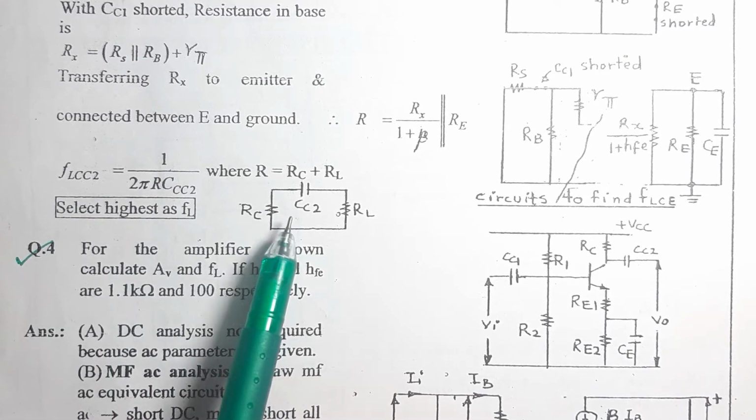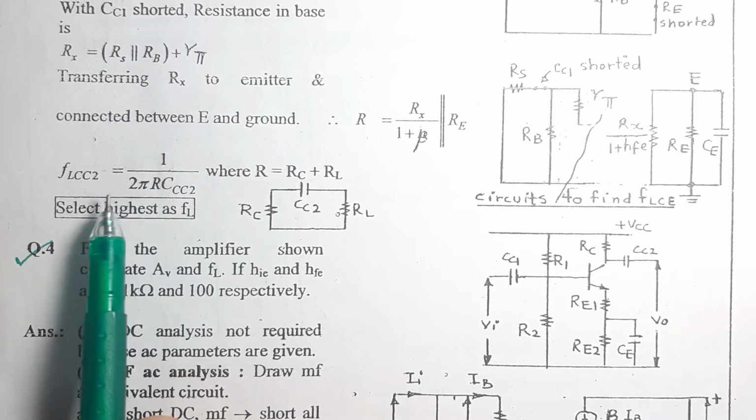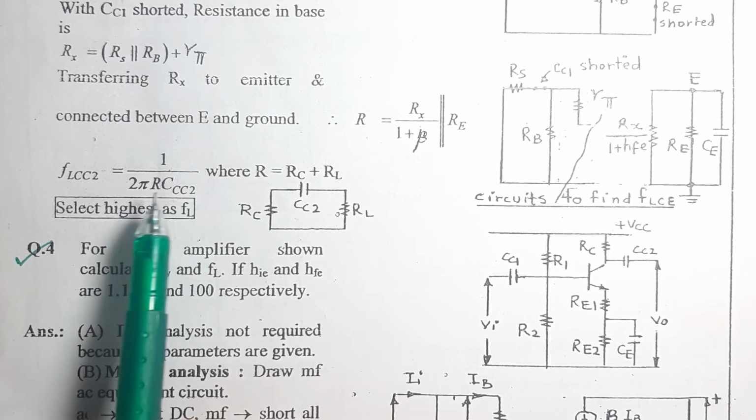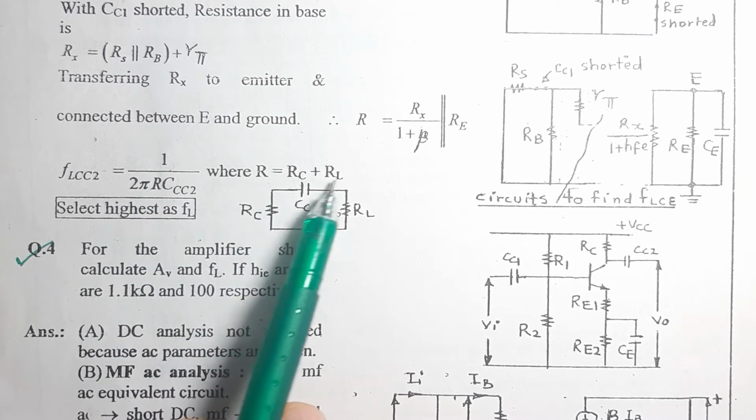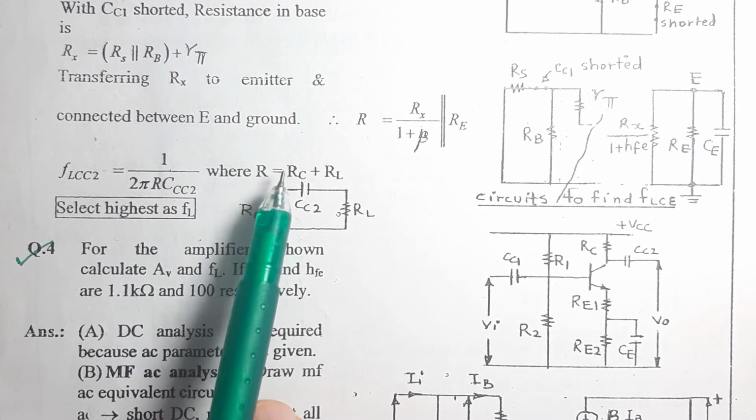FLCC2 was quite simple in nature: you start from one plate of the capacitor and you come back to the other plate. So the formula is FLCC2 is 1 upon 2 pi RCC2, where R is nothing but RC plus RL. So amongst the three, we need to select the highest as FL over here.